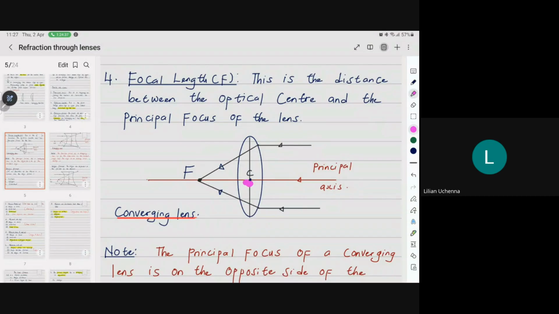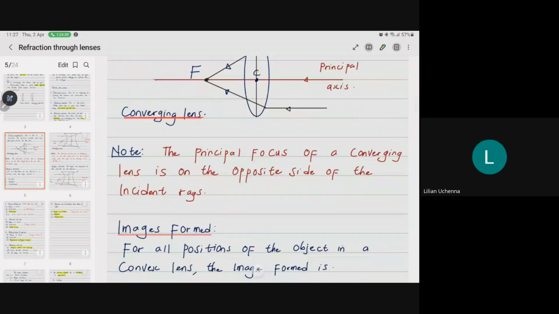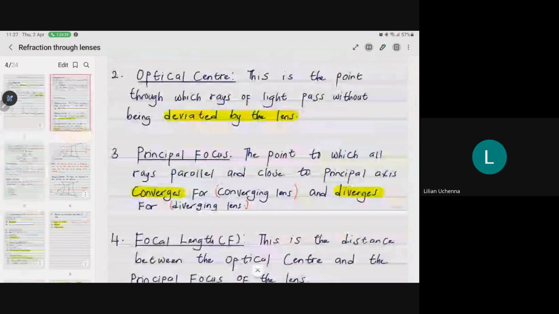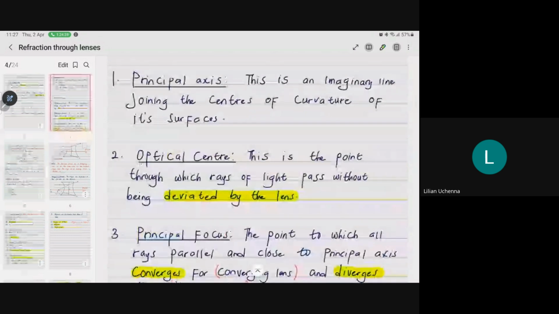But now, we have this optical center, and a clear definition I gave you about the optical center is that it is that very point where the rays of light can pass through without being deviated. So now the answer is what? It can pass through undeviated. Is that okay?